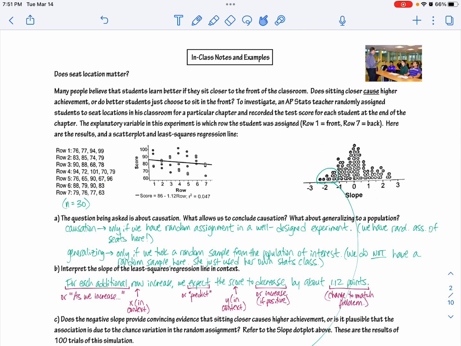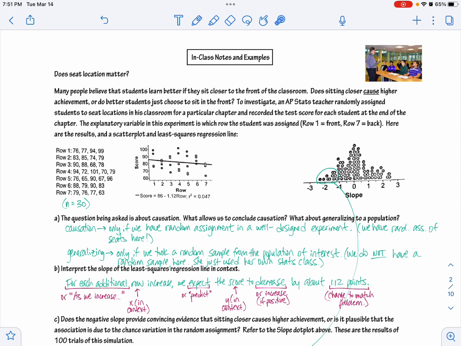This is an interesting problem because I wonder if you think that the row you sit in has any sort of correlation with your score on a given test, because that's what the wording up here is talking about. Let's look at our students that are sitting in the front row. These students were randomly assigned to the front row: 76, 77, 94, 99. Let's look at the back row: 79, 76, 77, 63.